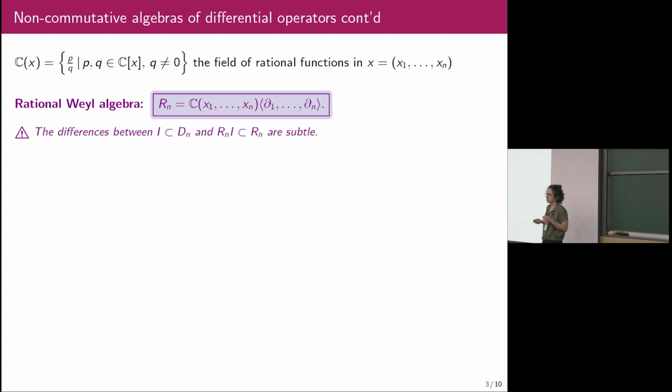Looks very similar, and indeed, if you're interested only in analytic solutions to your PDEs, this does not make a difference. But the algebraic and geometric differences between an ideal in the Weyl algebra and the ideal considered in the rational Weyl algebra are very subtle.